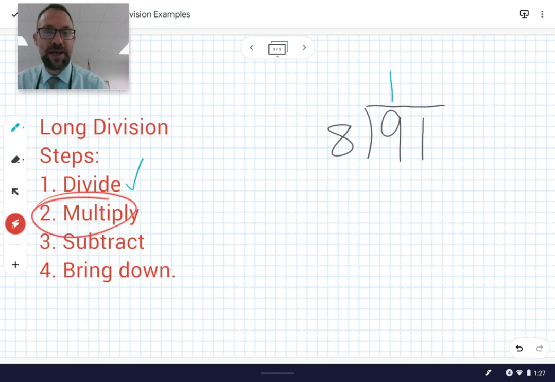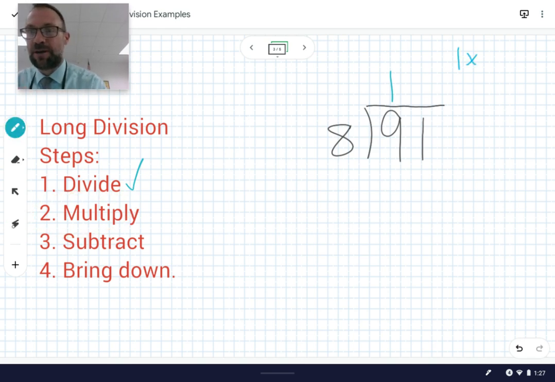We now have to multiply. So we'll do 1 group of 8. That's 8. And we'll write that product here underneath the number we're dividing. That takes care of the multiplication step.